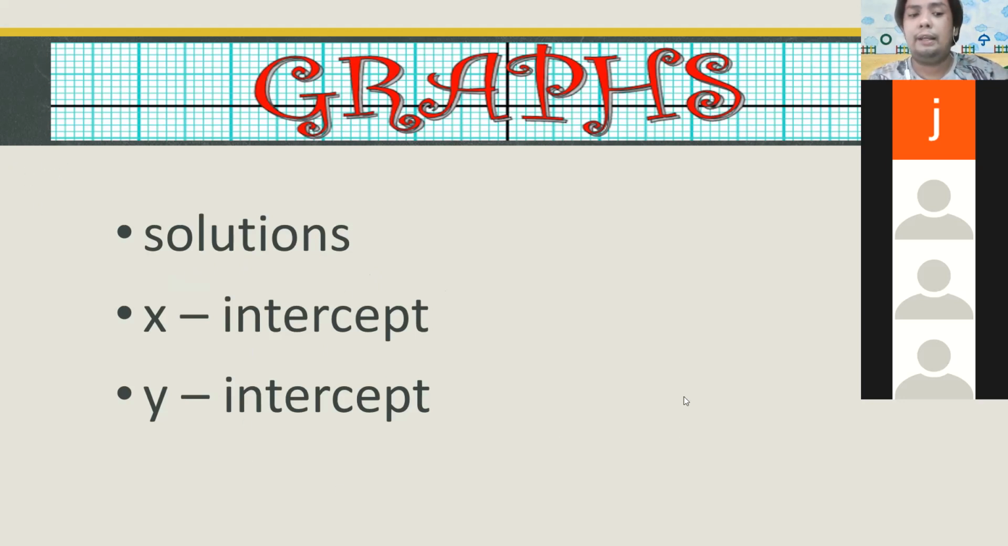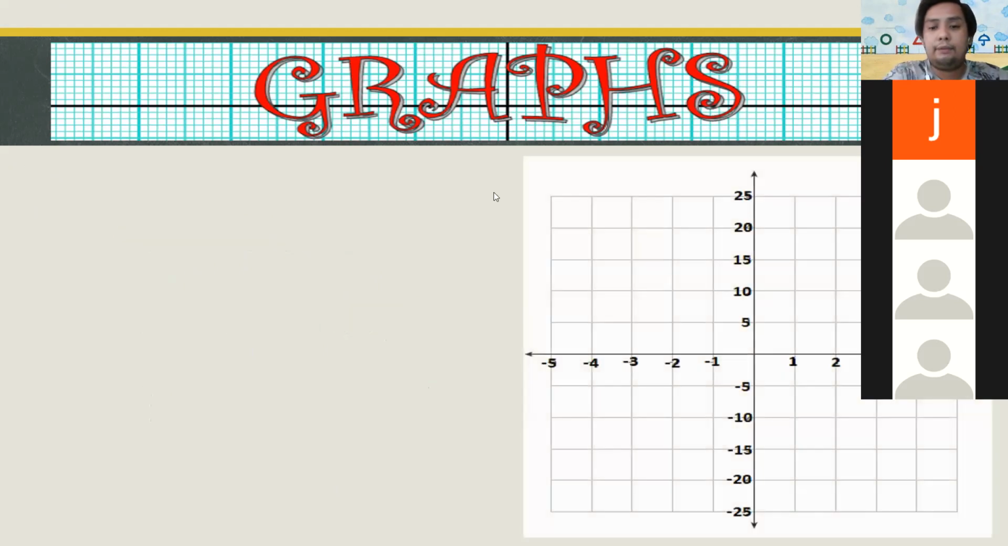Then y-intercept is the point where it touches the y-axis. So ibig sabihin, i-x naman, isi-0 naman natin ang x. So para mas maintindihan natin yan mamaya-maya, isa-isahin natin yan. Okay? So let's have an example. So we have here the Cartesian plane. I think it's very, hindi na bago yan sa inyo, ang Cartesian plane. Okay po? So pakitingnan po ng ayos paano ginawa.